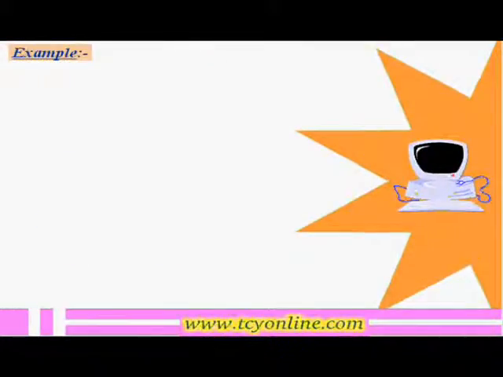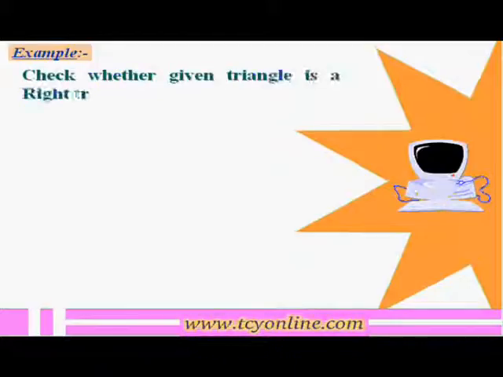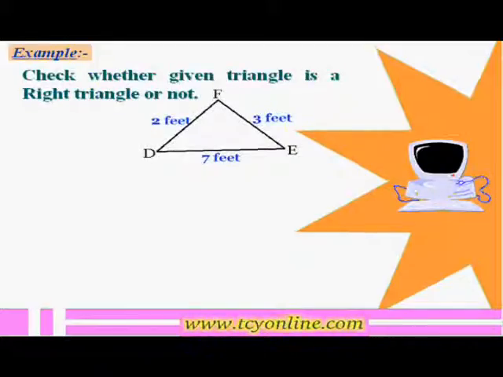In this example, we need to check whether the given triangle DEF is a right triangle or not. To confirm that triangle DEF is a right triangle, we need to ensure that the square of the longest side of the triangle is equal to the sum of the squares of the other two sides. As DE is the longest side, that means DE square should be equal to the sum of DF square and EF square.